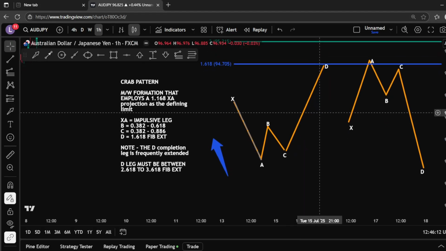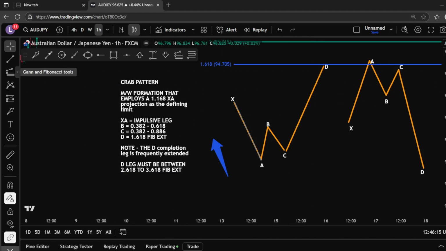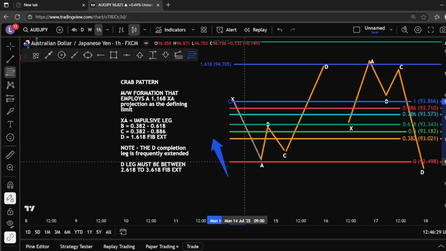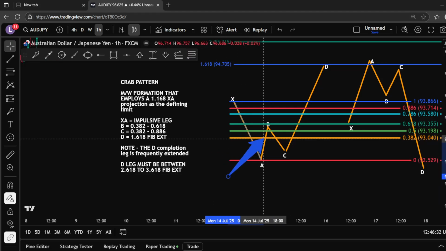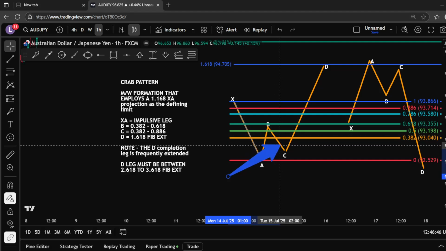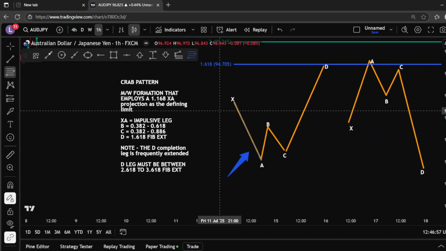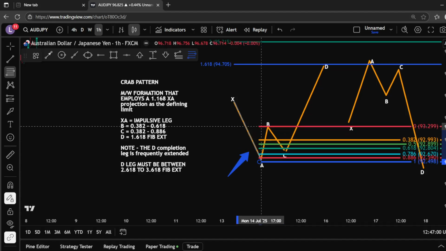Let me take this one more time, and I'll try and talk very slowly this time. The first thing you do to identify your X to A impulsive leg is take your fib retracement. You go from X to A. Your B leg has to be between 0.382 to 0.618 and should not exceed 0.618. Those are the rules. Then your C retracement must be between 0.382 and 0.886. To measure those numbers, all you do is take your fib retracement and go from A to B.